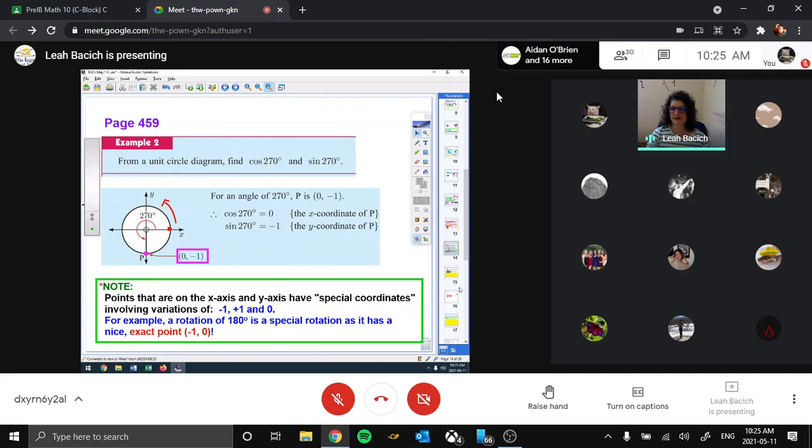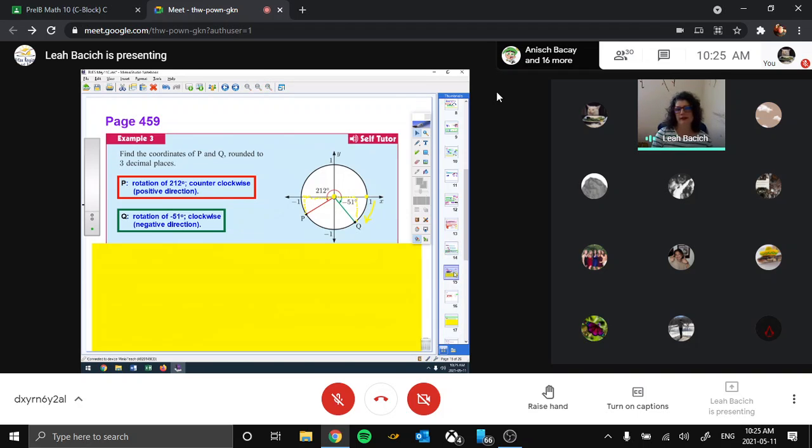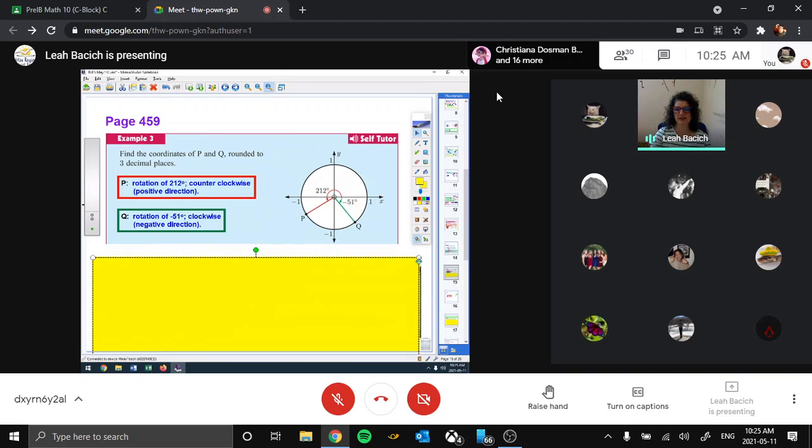I think we only have one more example. Then we're finished. So, find the coordinates of P and Q. Well, here's P and Q right here. Round it to 3 decimal places. Okay, we look at P. We can use our little mapping rule. These are not special angles, so we're going to have to use our calculator.